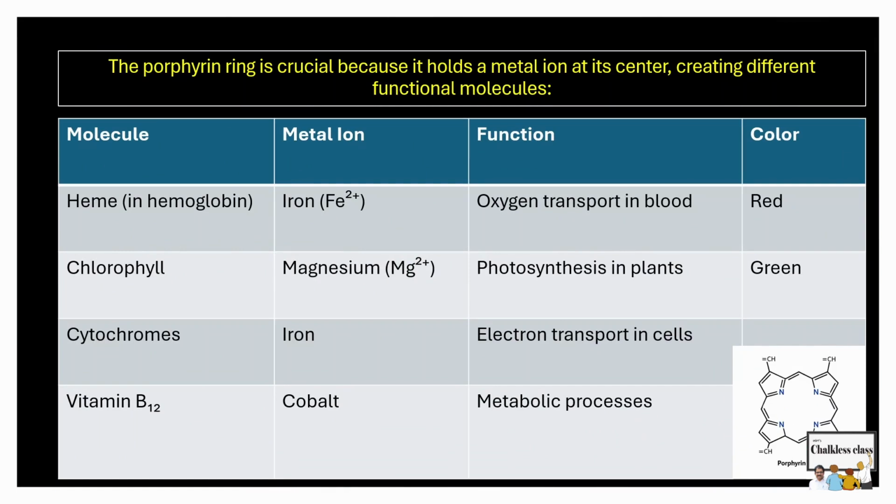For example, heme in hemoglobin contains iron, Fe2+, and functions in oxygen transport, giving blood its red color. Chlorophyll contains magnesium, Mg2+, and is responsible for photosynthesis in plants, giving them their green color. Cytochromes also contain iron and function in electron transport in cells. Vitamin B12 contains cobalt and is involved in various metabolic processes.